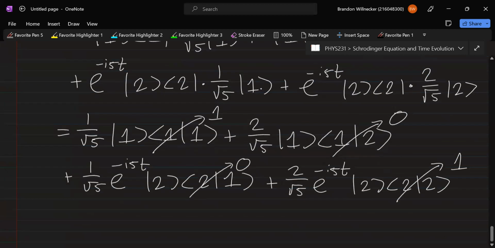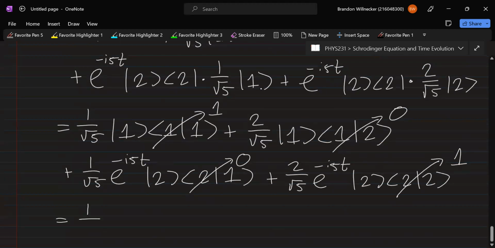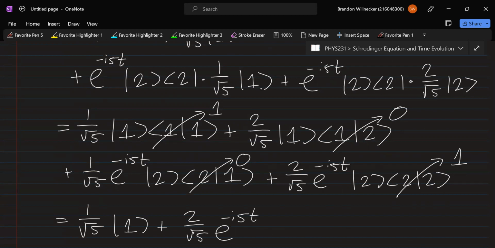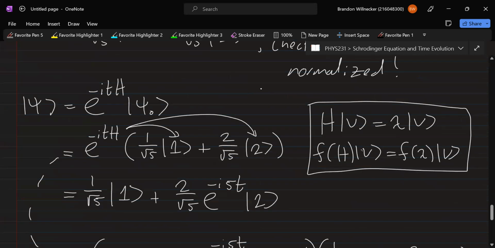And we're left with 1 over root 5 times 1 plus 2 over root 5 e to the minus r5t, oh sorry, not outer product. The outer product goes away once we do the projection. So that's just 2, which is exactly the same as what we had before. Okay, so you see there are various ways of going about solving this problem.